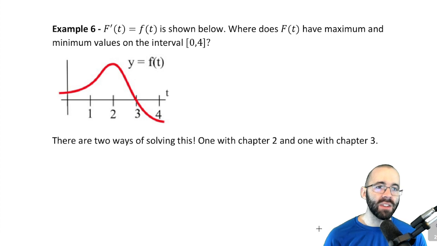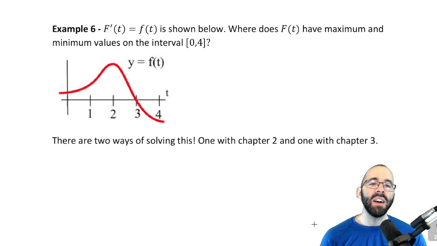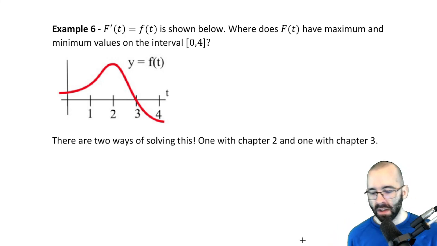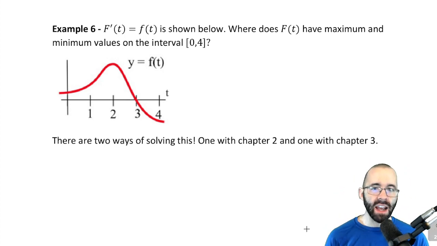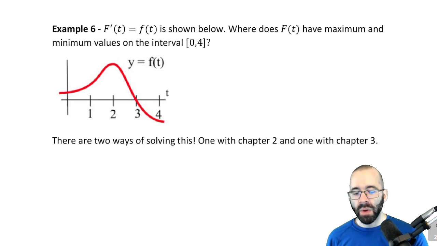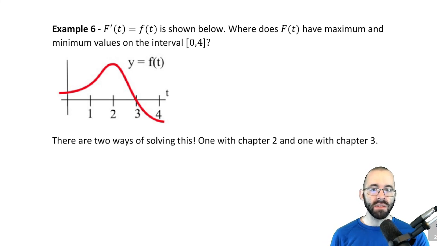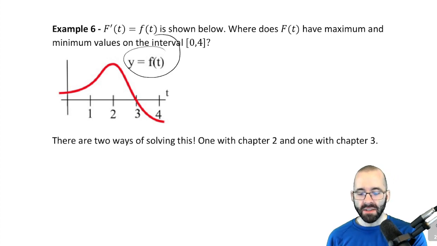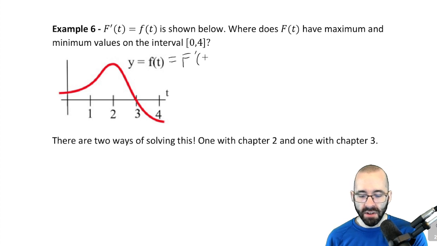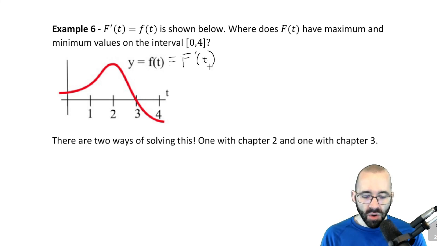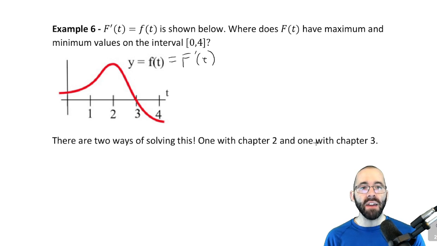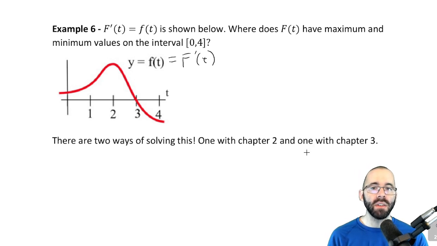We'll get some more practice with this in this last example, as well as the next video, which has just some homework problems. So again, capital F is the antiderivative of little f, and we're showing little f, the derivative of capital F. So this graph, again, is the rate of change of big F. And what we want to know is, where does big F have a maximum and minimum? Now, there's a couple ways of doing this.